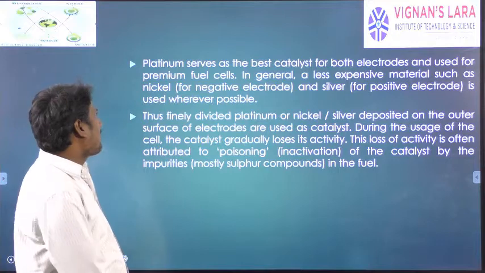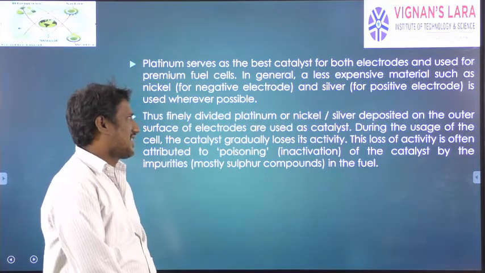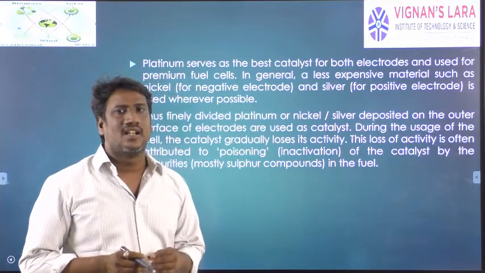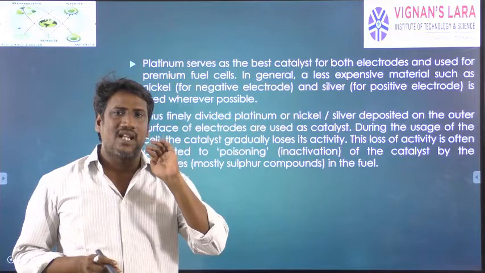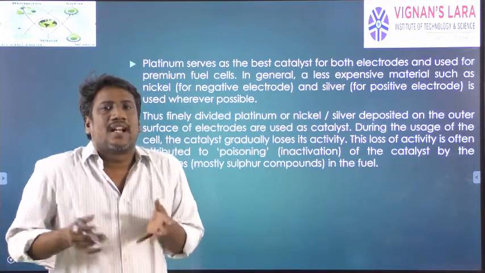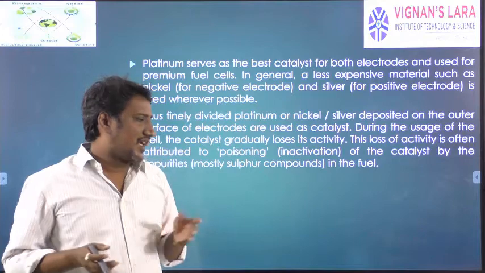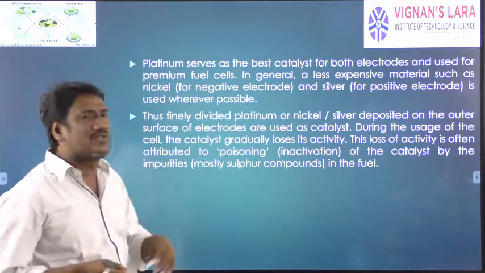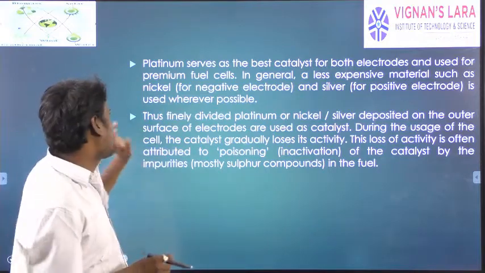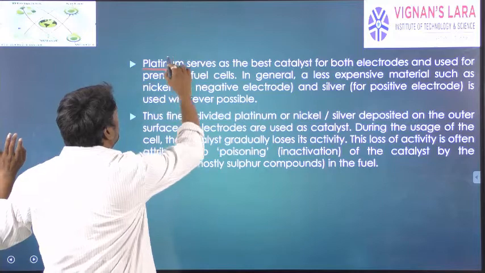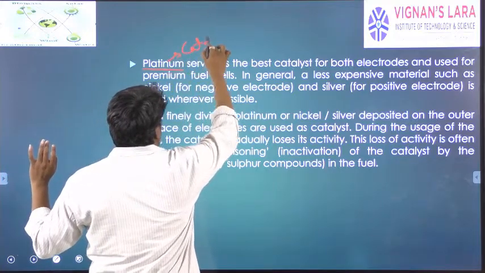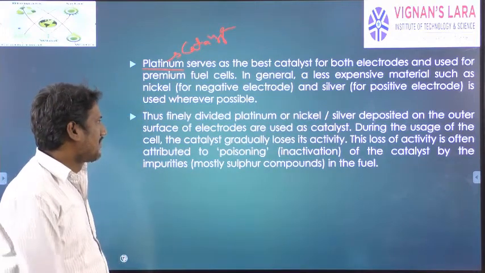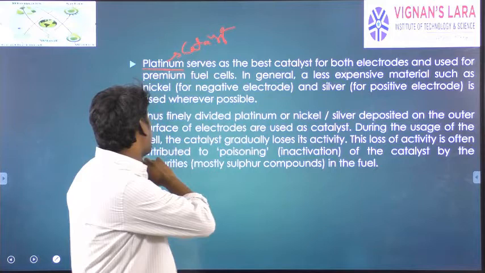And here platinum serves as the best catalyst. Generally a catalyst is used for the purpose of speeding up the reaction. If you speed up the chemical reaction, more electrical energy will be generated, so the catalyst is used to speed up the chemical reaction process. In most cases, platinum will be used as a catalyst.